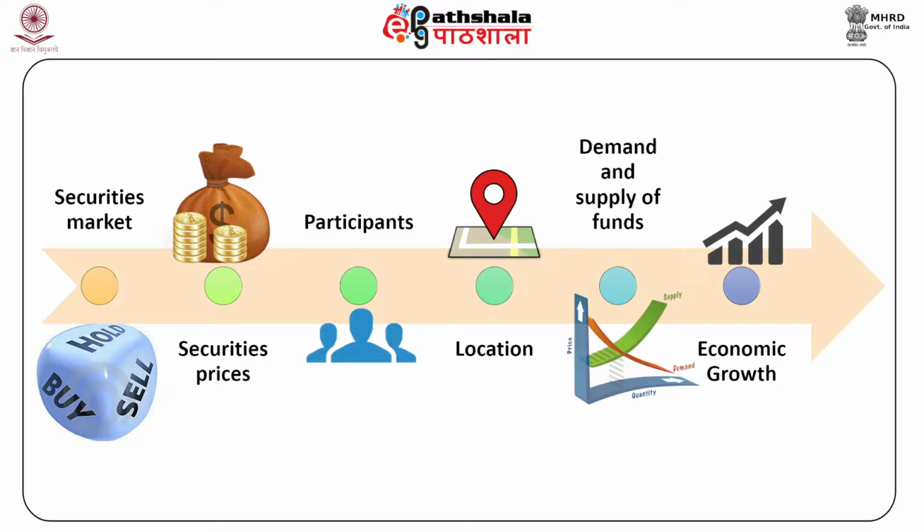5. Demand and supply of funds. Demand for long-term funds arises from individuals, institutions, central government, state governments, local self-government and the private corporate sector, whereas the main sources of supply of long-term funds are individuals, household sectors, institutions, banks and industrial financial institutions.